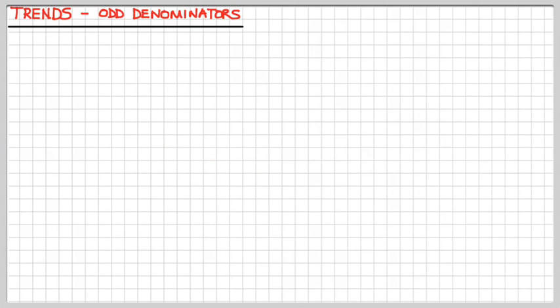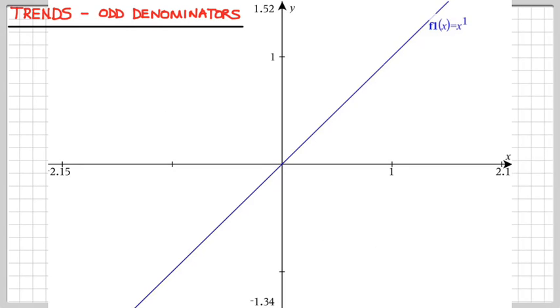Now we're going to look at the trend, because the trend is your friend. These are some odd denominator trends. Then we're going to do even denominator trends, and then we're going to go back to the odds to have a look at numerator trends. But anyway, just look at this. We won't get ahead of ourselves. That's the graph of y equals x to the 1, and of course the denominator of that is 1, and it is odd, okay? 1 over 1, odd denominator.